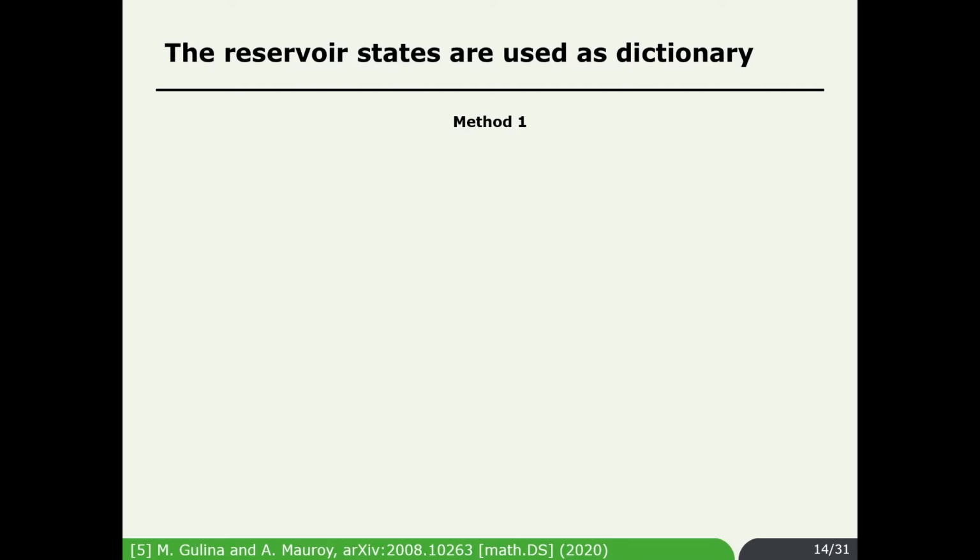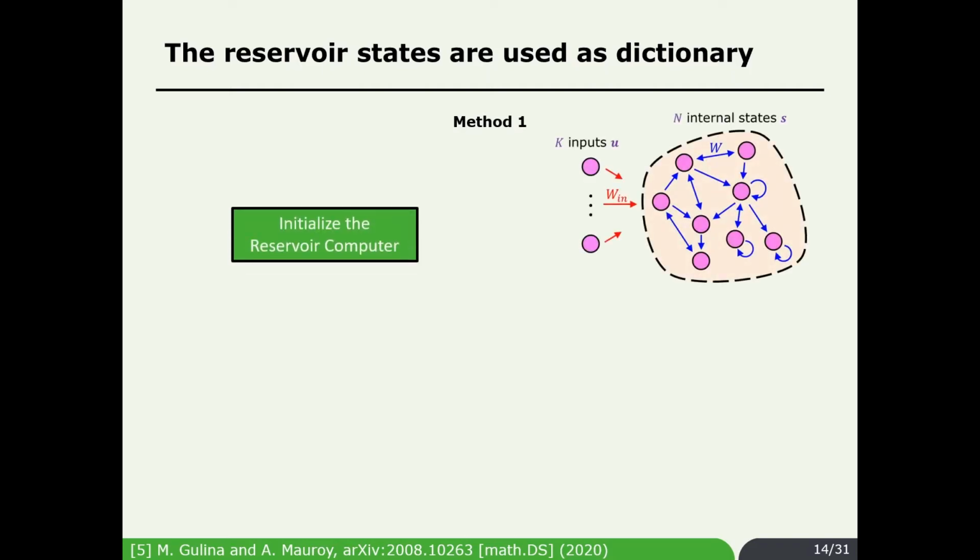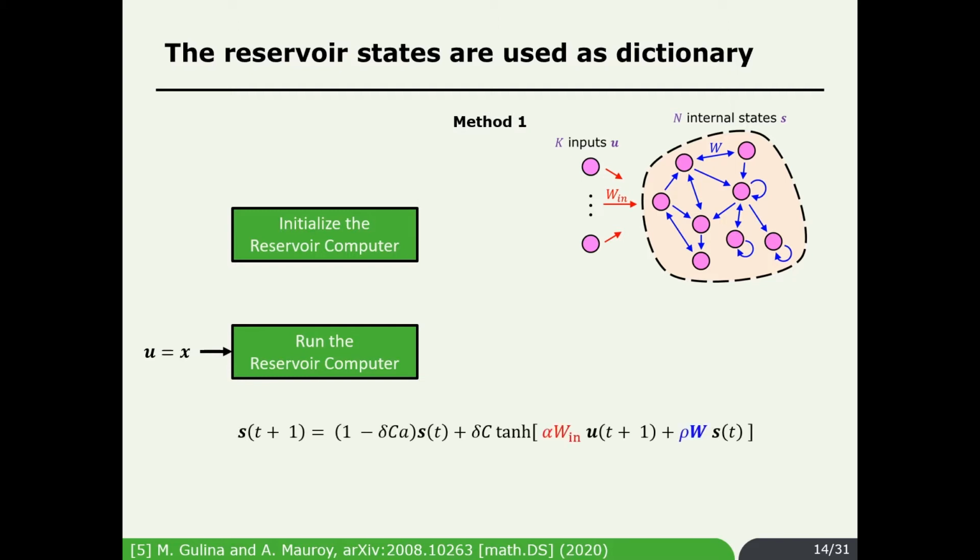In more detail, you have three steps. The first one is to initialize the reservoir computer. The next one is to run the reservoir with an orbit of the system as input to generate a set of values of internal state. For that, you just iterate the equation recalled here. At the end of the process, you can build the matrices S and S' given here.